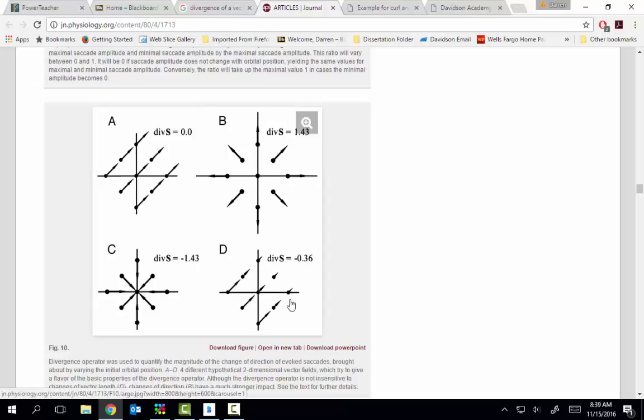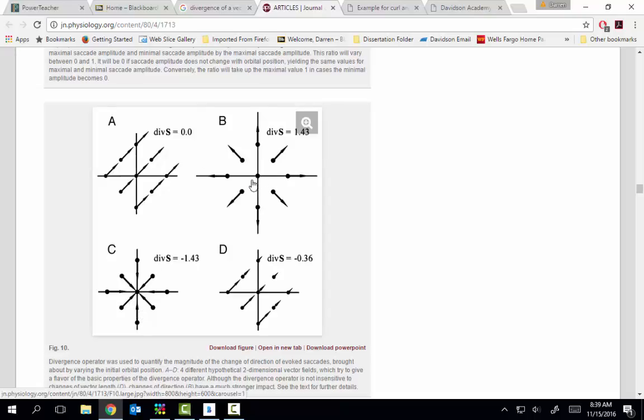Now let's look at D. The divergence of this is negative 0.36. Now why do you think that is? It's because the strength of the current, as it were, is dissipating. It is diverging, and that can be a little bit confusing. I think B and C are far better examples.